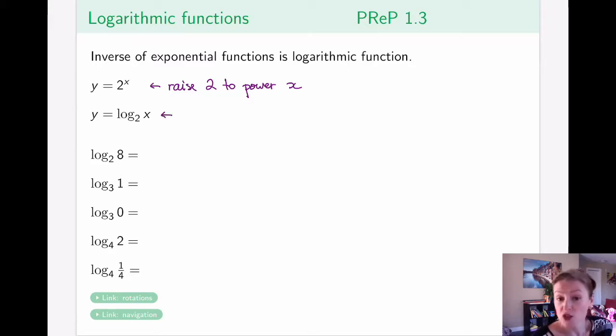So if you're trying to compute a logarithm, first of all, you have to look at the base. Here it's 2, and then the inside. And in order to actually figure out what the number is, this will correspond to the power to which you had to raise this base 2 to get this number x.